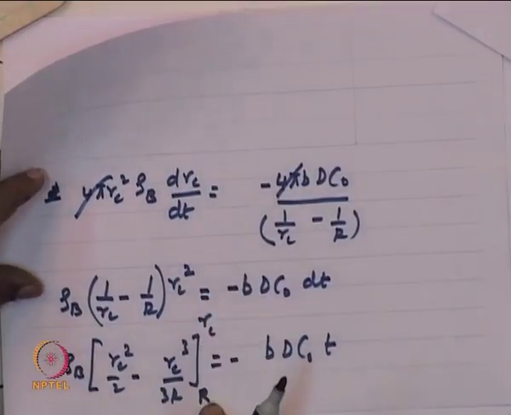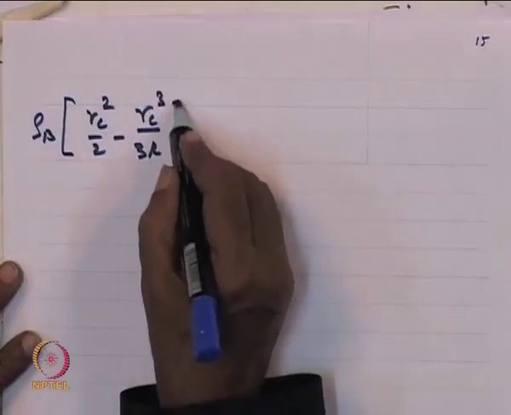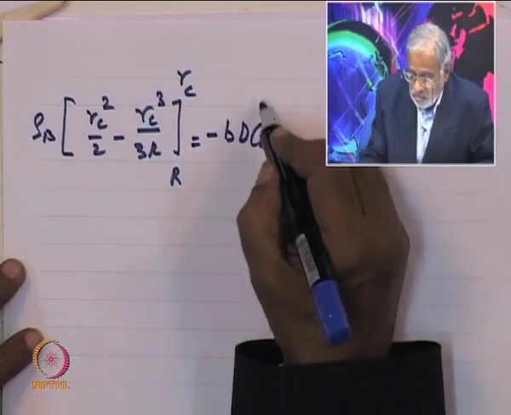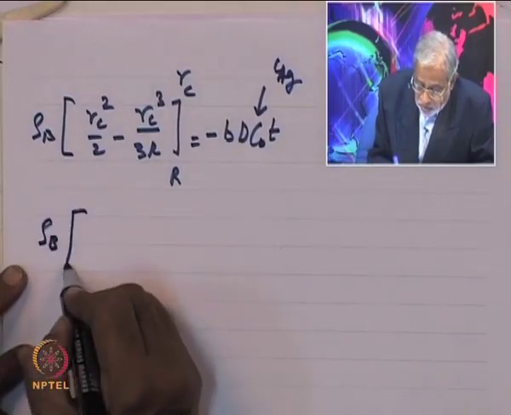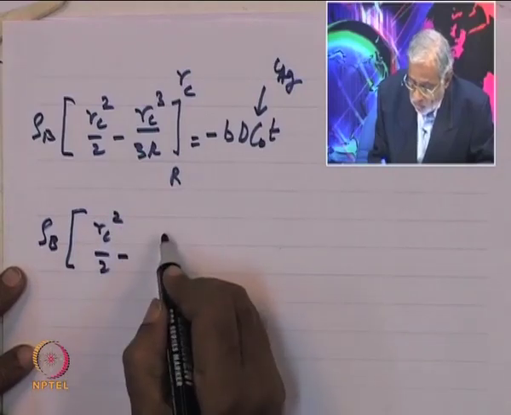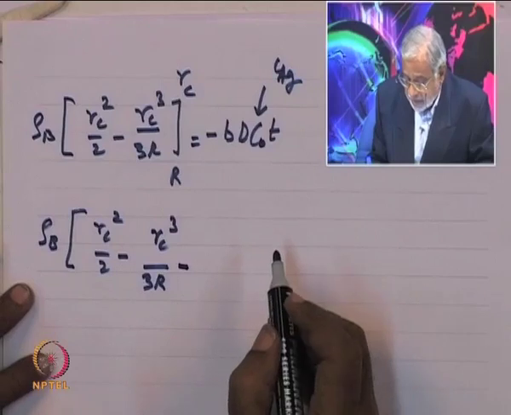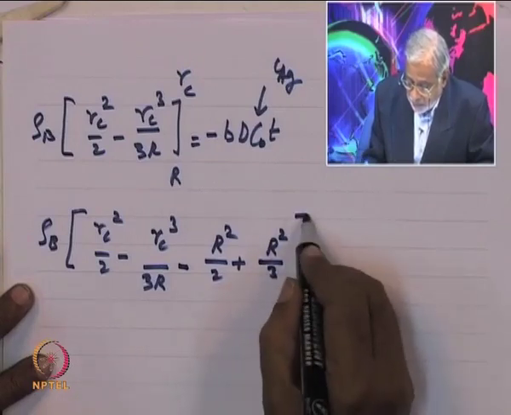So, now I have to take the limits from R to r_c. Let me write it once again: rho_B within brackets of r_c squared by 2 minus r_c cubed by 3 r, going from r to r_c, equal to minus b D c naught t. C naught, sometimes we call it C_AG, and both are the same. Now let us go through the limits: rho_B within brackets r_c squared by 2 minus r_c cubed by 3 r, minus r squared by 2 plus r squared by 3.